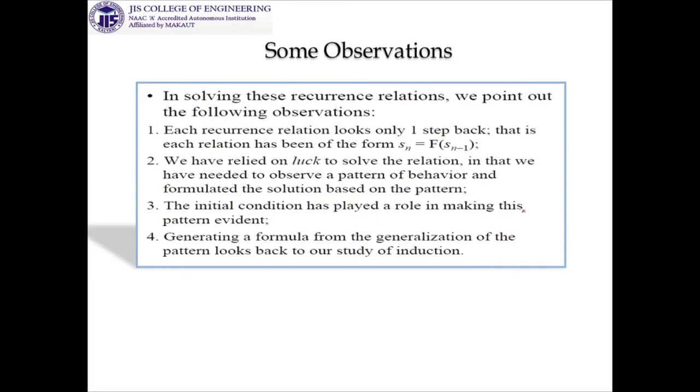Okay. Now some observations. Each recurrence relation looks only one step back. That is, each relation has this form. Sometimes, when you are thinking about the Fibonacci series, it will be 2 steps back. If you think about something more, it can be 3 steps back. Initially it is 1 step, and we have used this because if you cannot identify the pattern, then you will not be able to identify the solution.